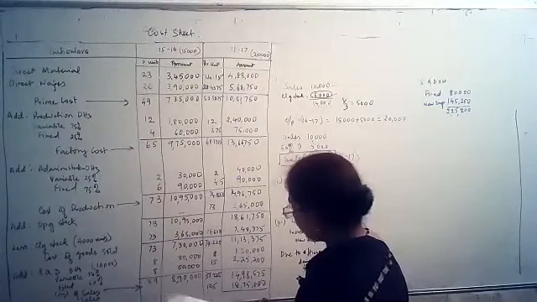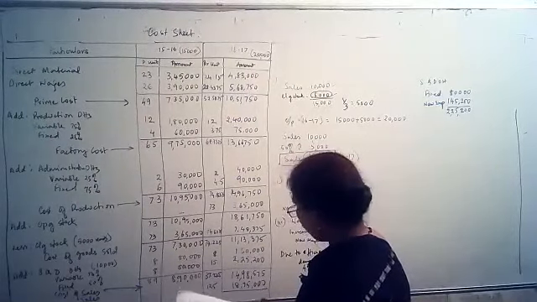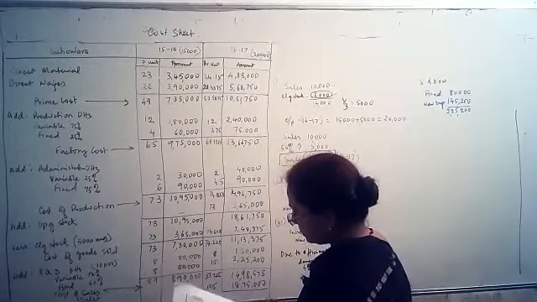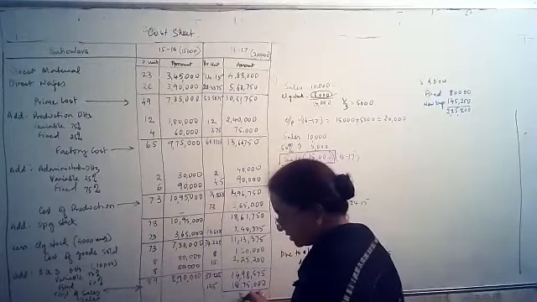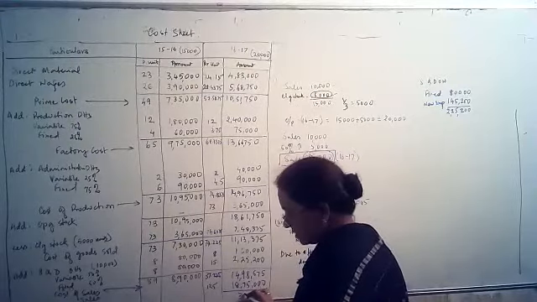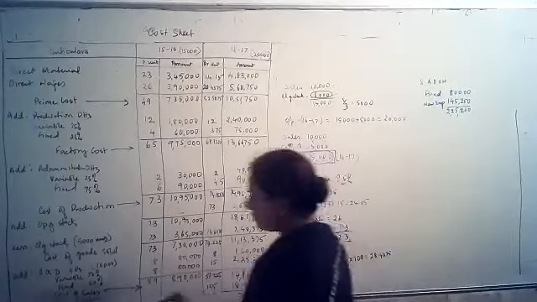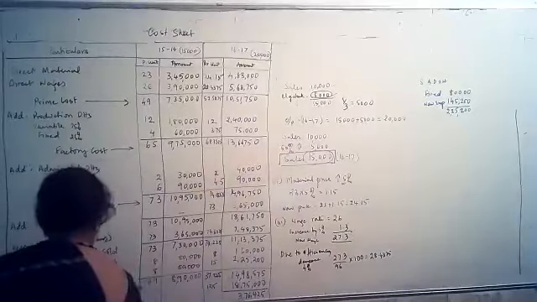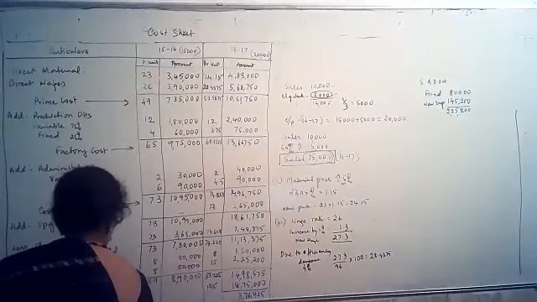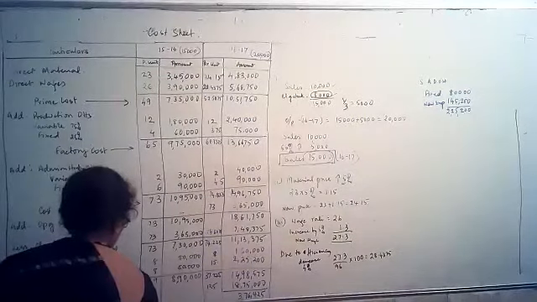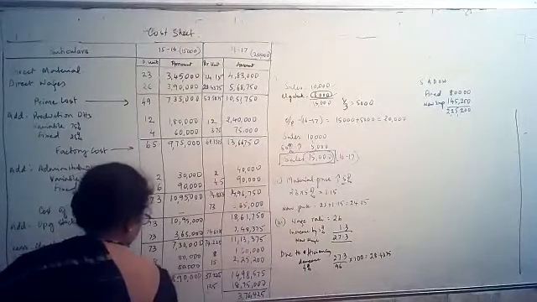If you reduce this, 18,75,000 minus 14,98,575, this will be my profit. 3 lakh 76,425. This is the profit. Profit is equal to sales minus cost of goods sold. This is my profit.